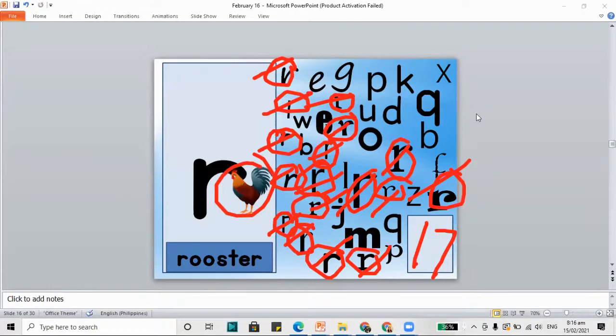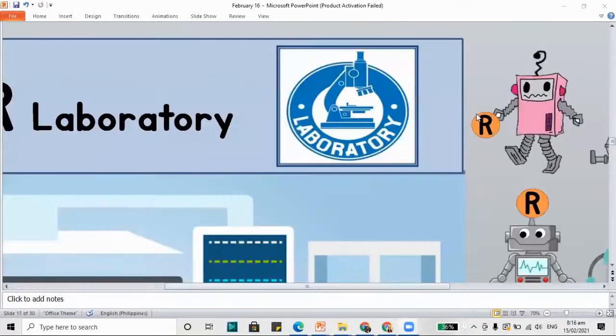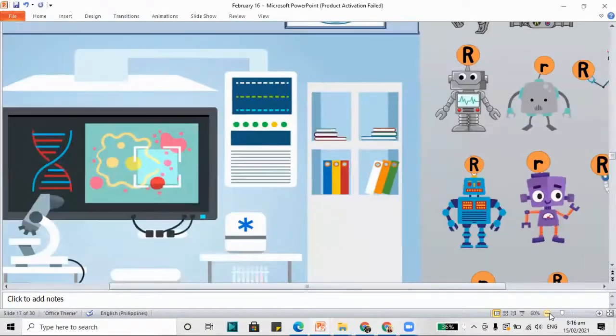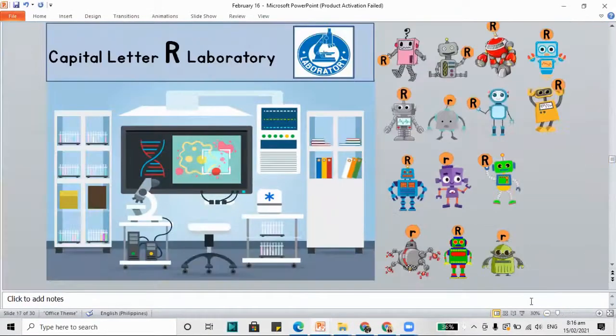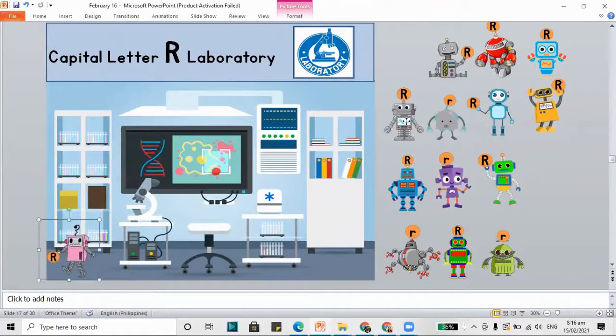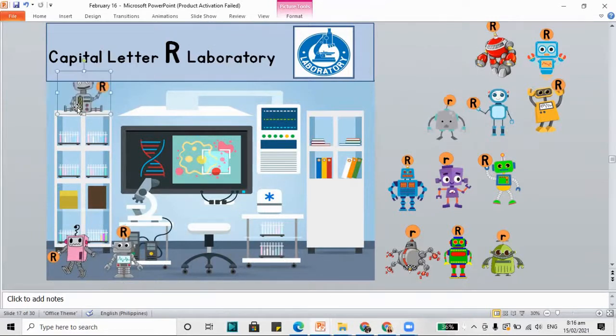And how about here? We have our robots in the lab. Let's put all the capital R robots in the lab. This is capital R. This one is also capital R. Only the robots with capital R should go in the lab. This one is capital R.